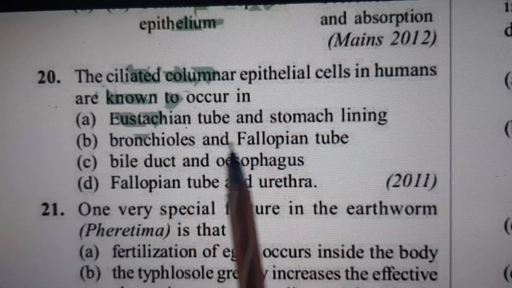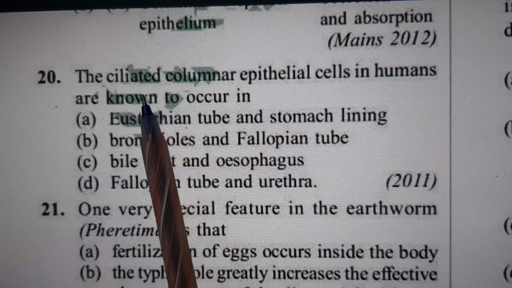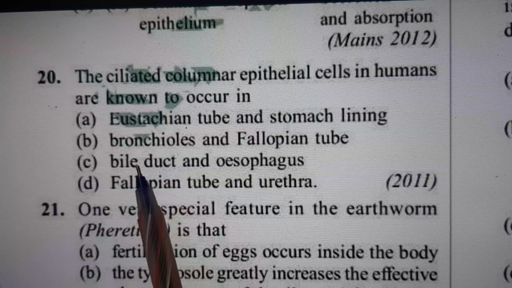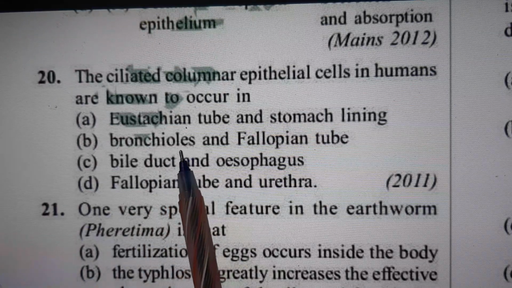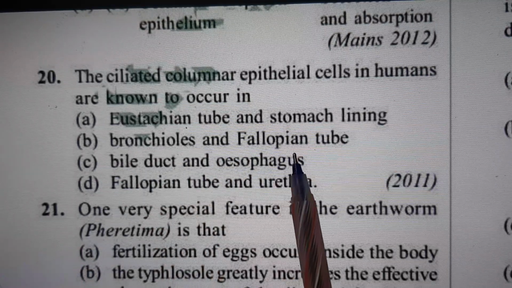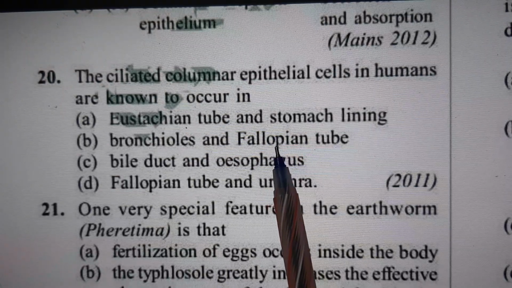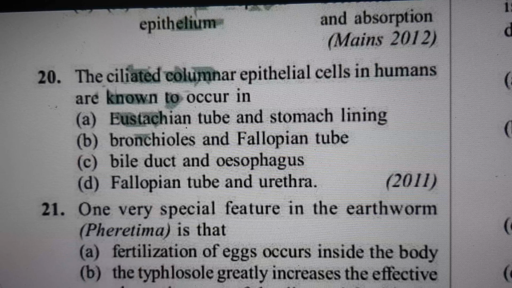In both these cases, we require ciliated epithelium because we have to move certain substances in one direction. In bronchioles, the dust particles and the mucus are supposed to move in one direction, so cilia facilitates this movement. And in fallopian tube, the ova is meant to move in a certain direction. So the answer is B, bronchioles and fallopian tube.